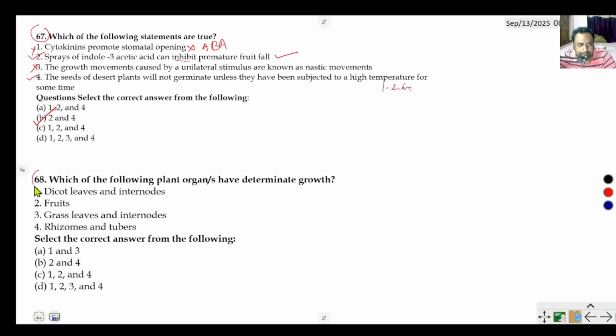Question number 68 says, which of the following plant organs have determinate growth? Determinate growth means limited growth. The leaves, internodes, rhizomes, tubers are all indeterminate growth, but only in the case of fruits they are determinate growth. So here only 2 is correct. Also, tubers have limited growth, and rhizomes is the correct option.